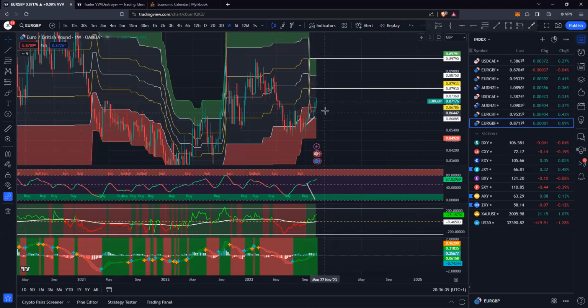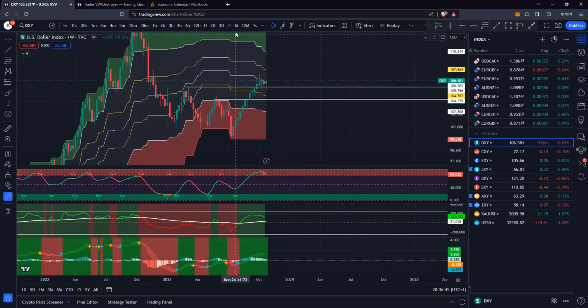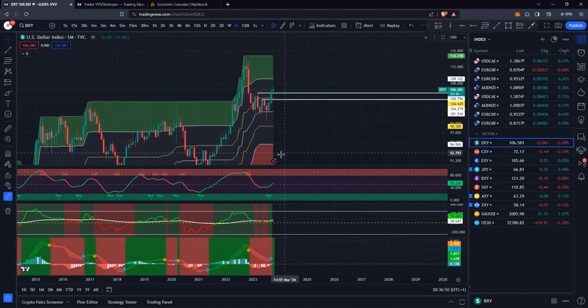Nothing changed here in the perspective. Then we have the DXY. And the DXY is very interesting in my opinion, because I gotta start with the monthly candle. The monthly candle is just turning green on every time frame. So of course we have 2 days left to confirm that.